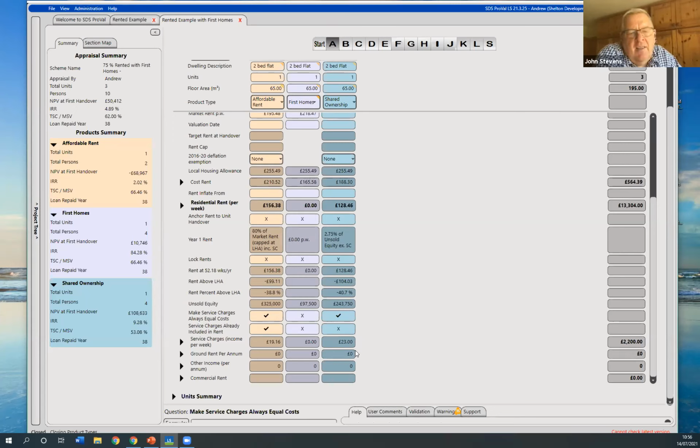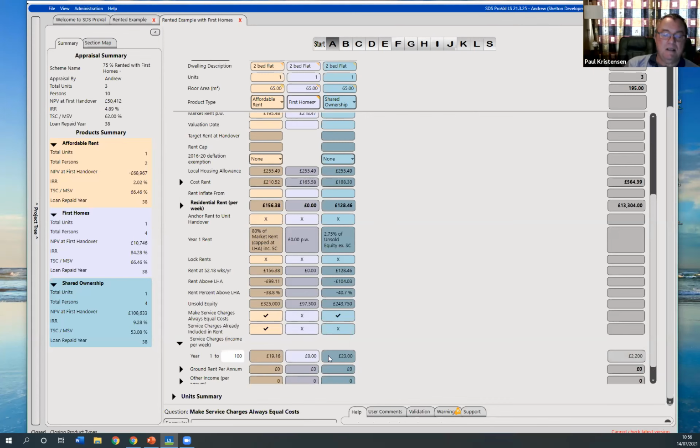I think service charges need a whole lot of scrutiny if they're to work effectively. And that row that says make service charges always equal cost, don't automatically tick it. Ask your organization, are we putting a 10% admin charge on top of service charges for doing the paperwork? Because if you are, you need to put a cross in that box and then type in. So do you want to do that, Andrew? Under service charges, what your required service charge is.